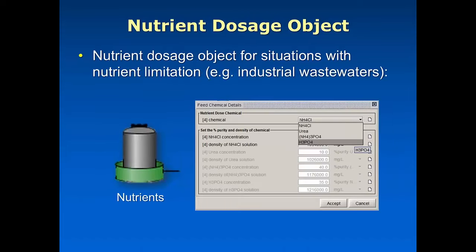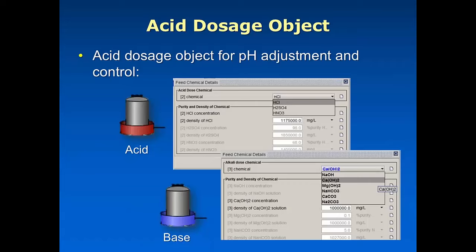So it's the same thing with the nutrient dosage object and the acid and base ones as well. You go in there, you pick up from that chemical menu, you choose the kind that you want to be dosing. So you can see here that we have hydrofluoric acid, we have urea and other forms that can dose either nitrogen or phosphorus or both, and those are typical for places where we would want to add nutrients in a nutrient limited situation such as an industrial wastewater source.